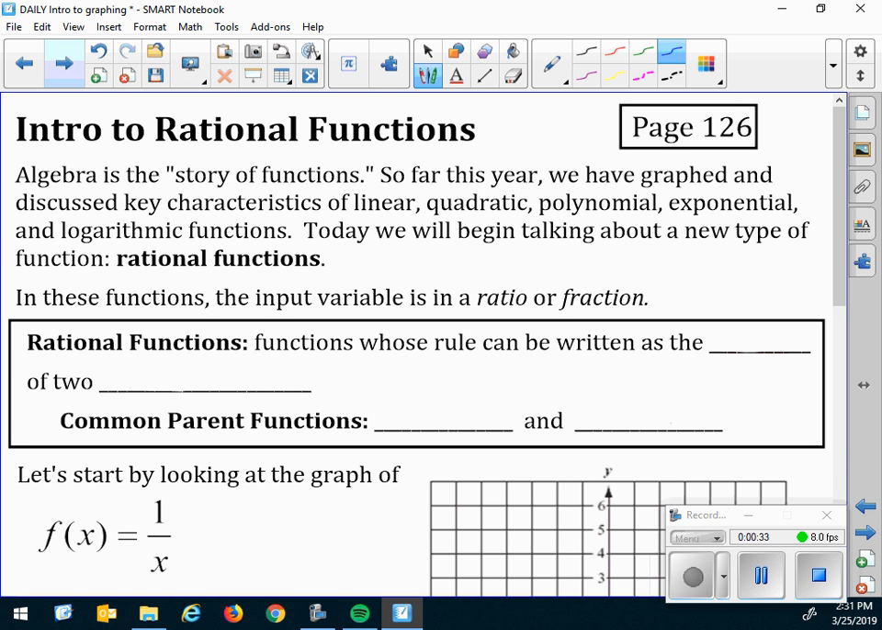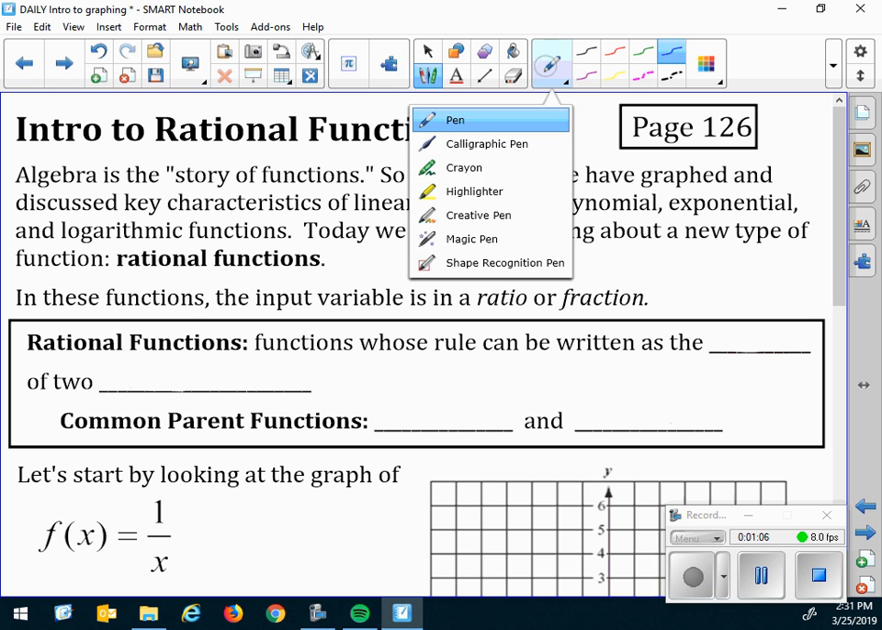This page that you see right here, you don't have, nor do I. We're just going to talk through some of this. Algebra is the story of functions. So far this year, we've graphed and discussed key characteristics of linear, quadratic, polynomial, exponential, logarithmic functions. Have mercy, we've done all that. Today we're going to talk about a new type of function called a rational function.